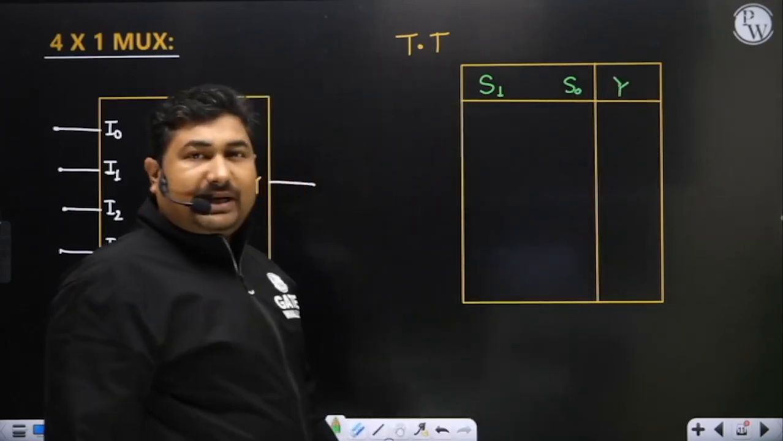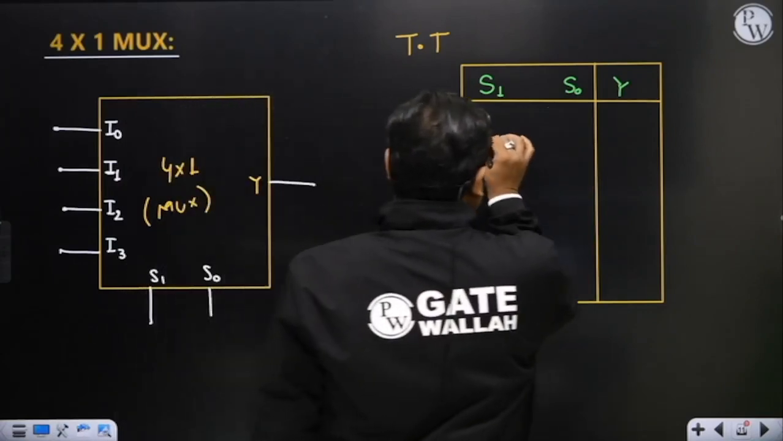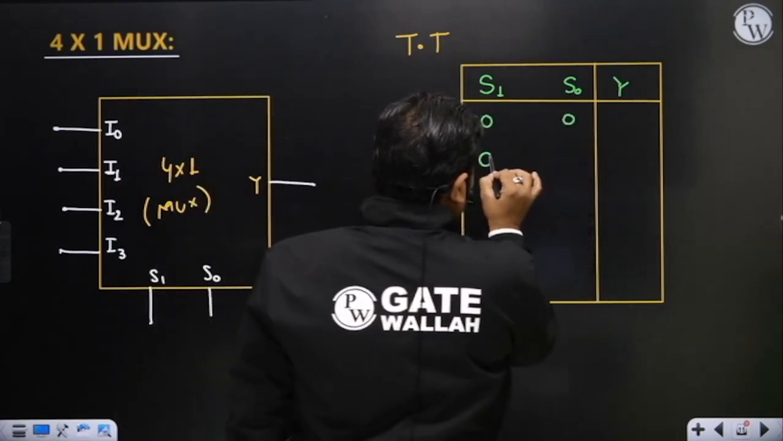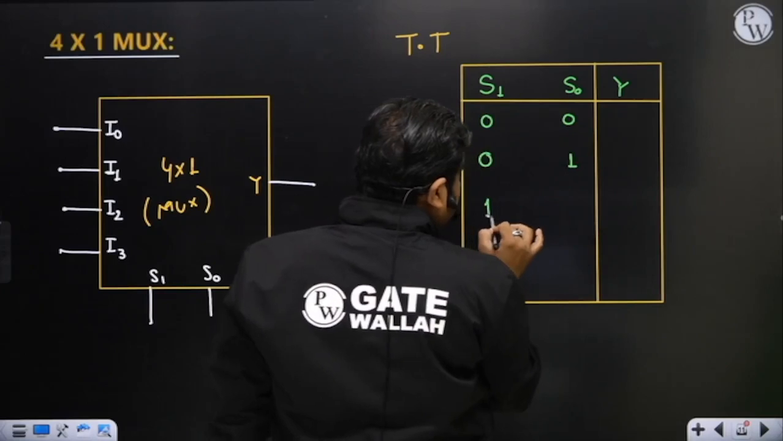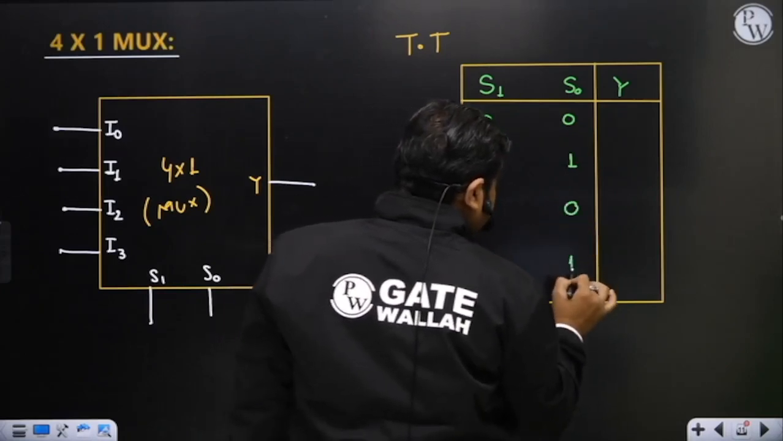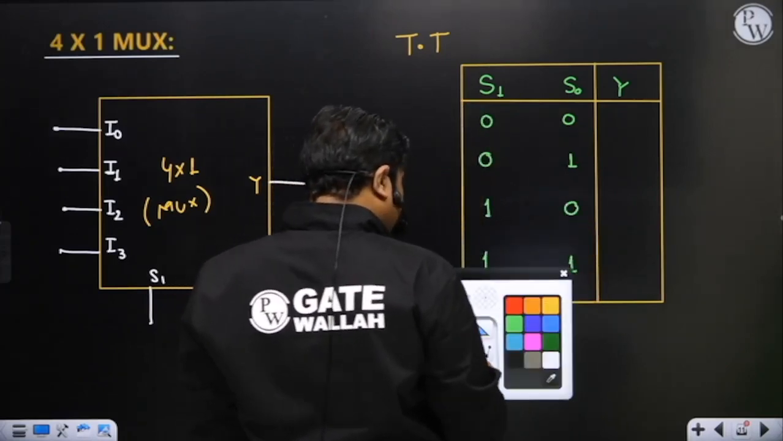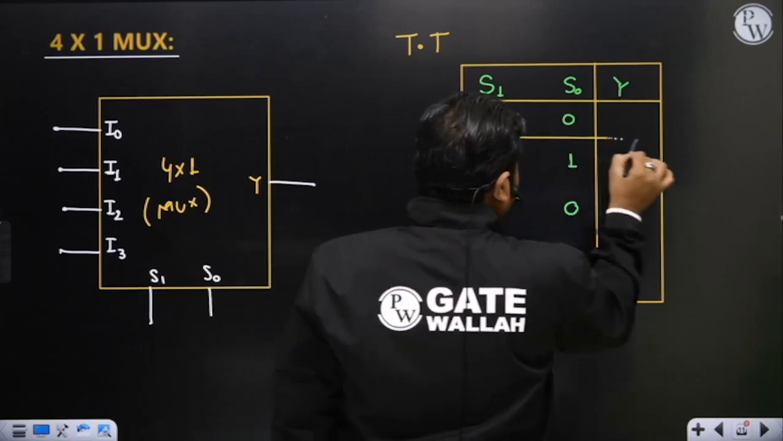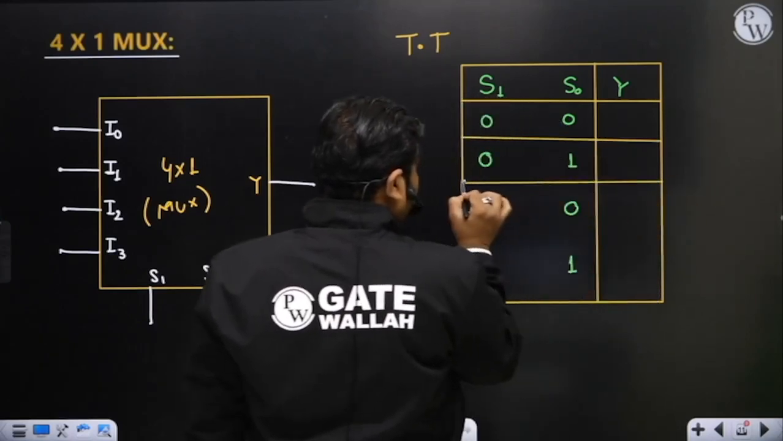How many possibilities are there with the selects? Sir, with 2 selects, there are a total of 4 possibilities.